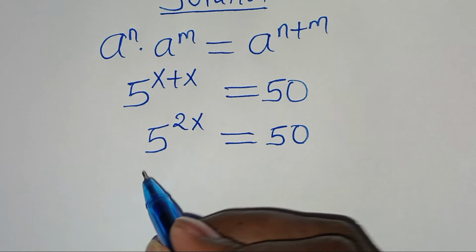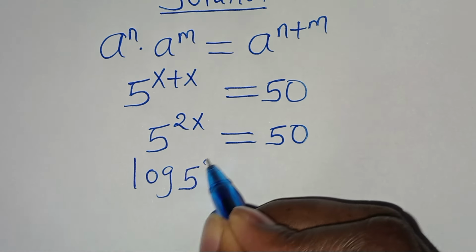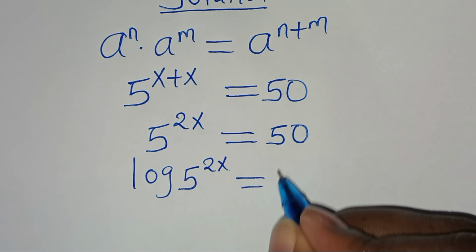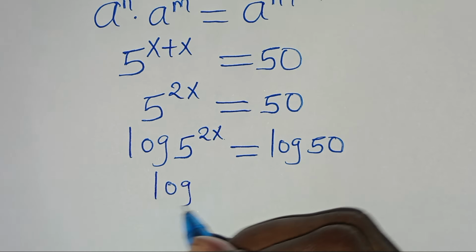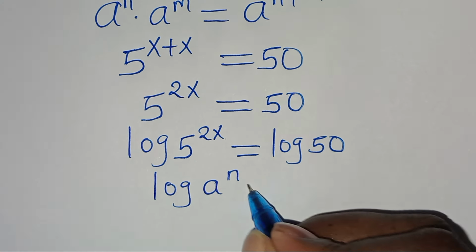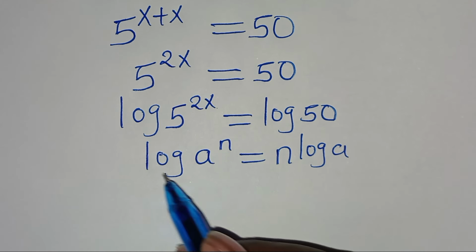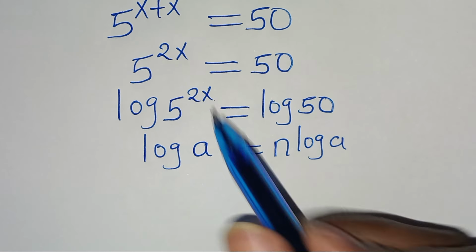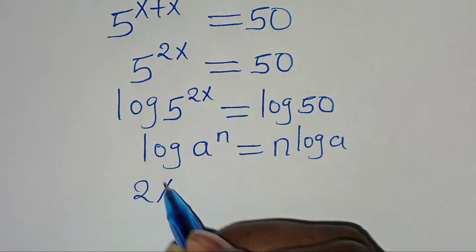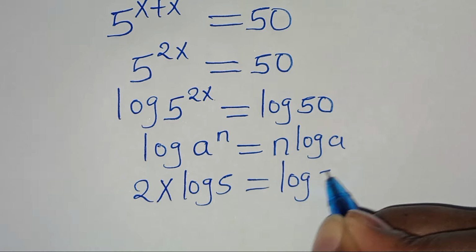To solve for x here, we introduce logarithm on both sides. So we have log 5 to the power of 2x. This is equal to log 50. Now, log 5 to the power of 2x is in the form of log a to the power of n, which can be expressed as n log a. Now let's apply this power rule property of logarithm so that log 5 to the power of 2x becomes 2x log 5. This is equal to log 50.